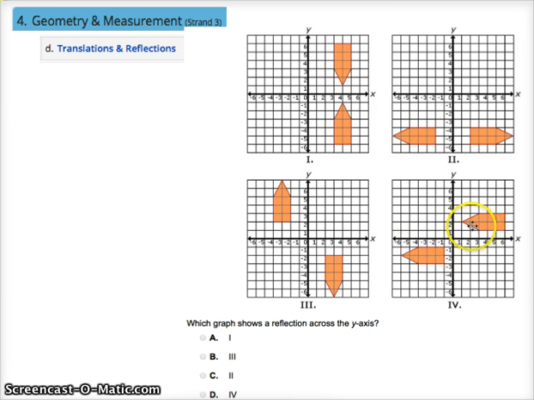And again, this is a translation. It's a slide, not a reflection. So the answer is Roman numeral 2. This is 2 away from the line. This is 2 away from the line. So Roman numeral 2 is C. C shows a reflection across the y-axis.